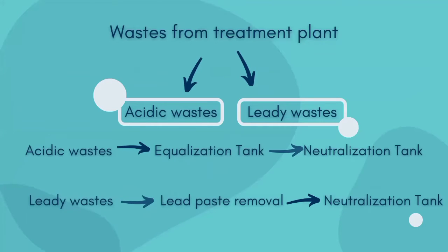Next slide. The wastes coming from the treatment plant are of two types: acidic and leady wastes. Both are treated together. Acid wastes are generated from different sources, which are equalized in the equalization tank and then pumped into the neutralization tank. Lead effluent is passed through a pressure filter press where lead paste is removed from the effluent and stored in a storage tank. Stored effluent is then passed through a treatment system and the filtrate is stored in the leady water filter tank. Stored effluent overflow is pumped to the neutralization tank by gravity.